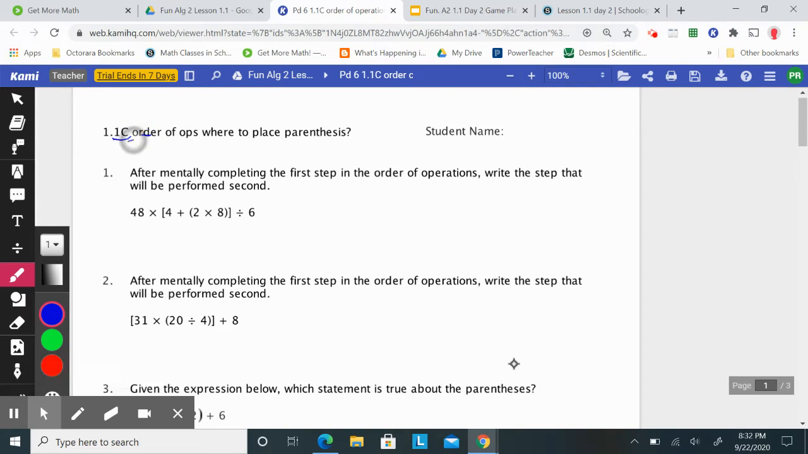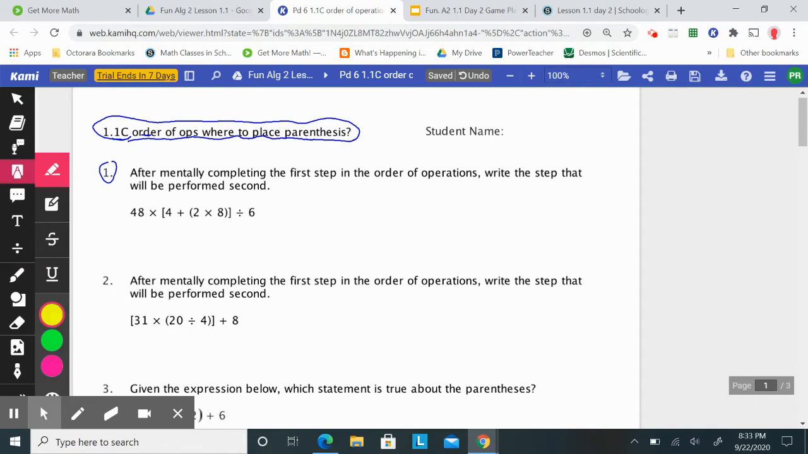1.1c, order of operations, where to place parentheses. That's the key here. So we're reviewing order of operations. Please excuse my dear Aunt Sally: parentheses, grouping symbols, exponents, multiplication or division from left to right, and addition and subtraction would be the last thing you look for. So let's take a look at number one.